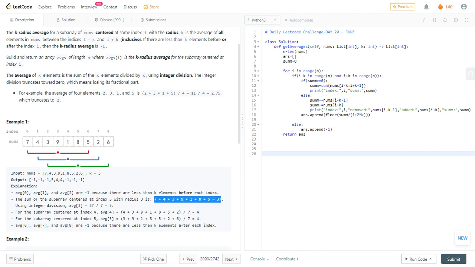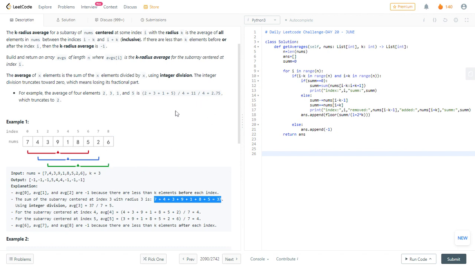You will get 37. You have to take the average. Average means the sum of the given numbers divided by the number of the given numbers. In this case, there are seven numbers because 9, 3 before 9, 3 after 9, so 3 plus 3 plus 1, which is 7. So we have to divide by 7, and the idea is, you have to take the floor of the answer.